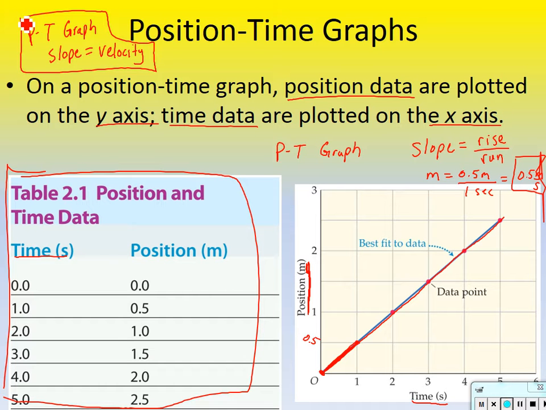Okay. So let's talk about this. Can you describe this object's motion? Was it constant? Did it ever change, or was it always 0.5 meters per second? It was always 0.5 meters per second. Now, which way was it going? It's a positive velocity, so it must have been going to the right or up. Okay, good job. We can tell a lot from a graph, though, so that's what we're going to look at today.